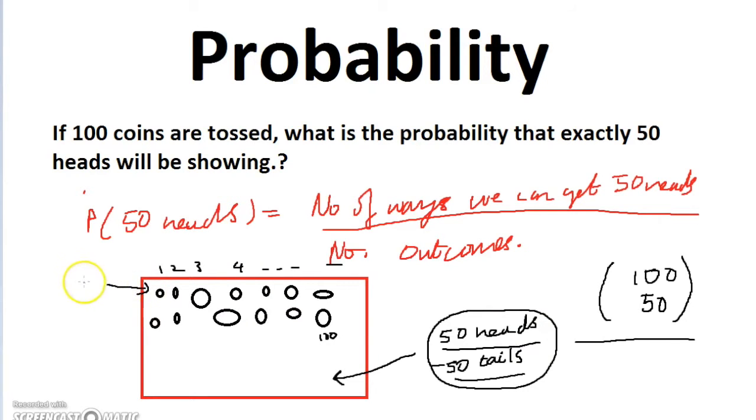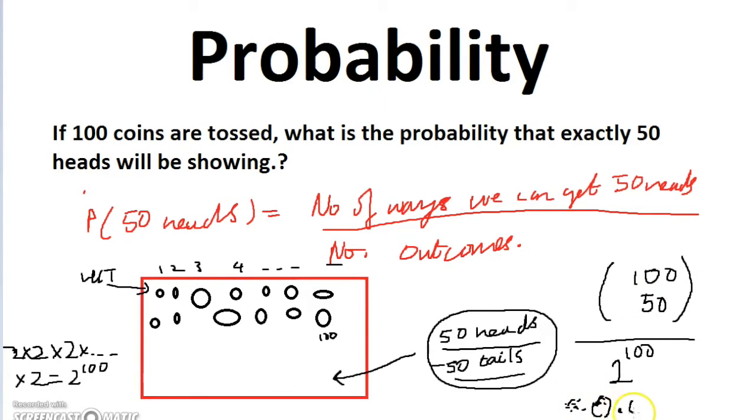A coin can either be heads or tails, and there are 100 different coins. So the number of possible outcomes is just 2 for the first coin times 2 for the second coin times 2 for the third coin, all the way to the 100th coin, and that's just 2 to the power 100, isn't it? So the probability should just be 100 choose 50 divided by 2 to the power 100. And that turns out to be about 0.08, or about 8%.